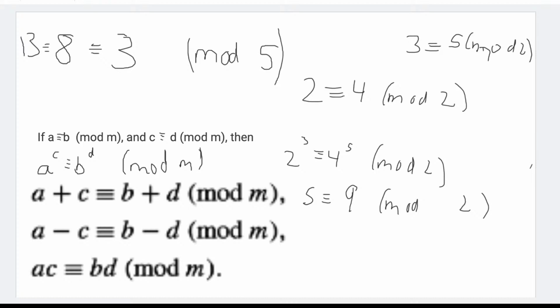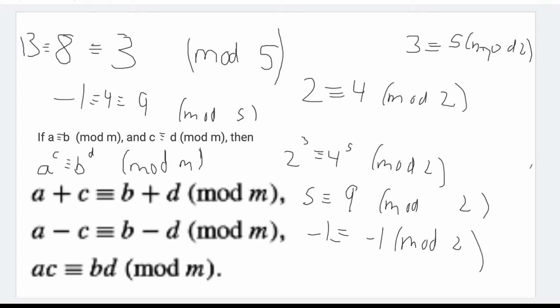Now for this next case, A minus C equals B minus D in mod M. So this states that 2 minus 3, which is negative 1, equals negative 1 in mod 2. One important thing to remember is that in modular arithmetic, you can work with negative numbers. For example, pretend I have negative 1. This equals 4, this equals 9 in mod 5. And then you can go down by 5: negative 6, negative 11, negative 16. This is what makes modular arithmetic powerful, because you can work with negative numbers. Later in the example, you will see that it's very important to know.